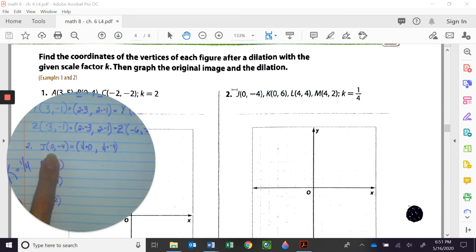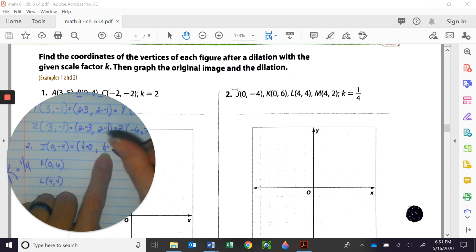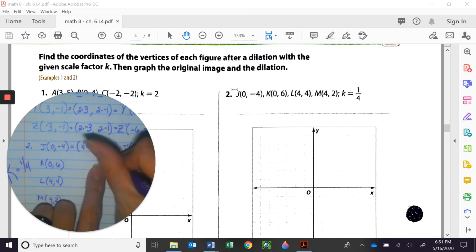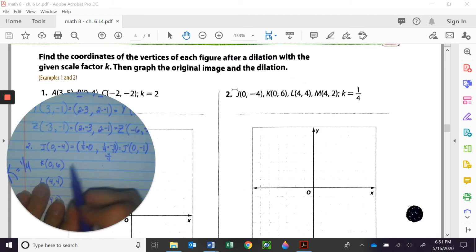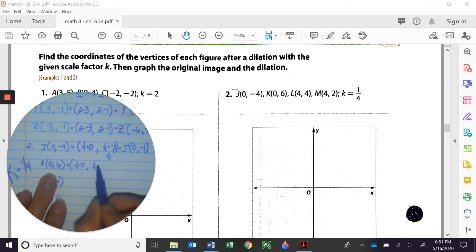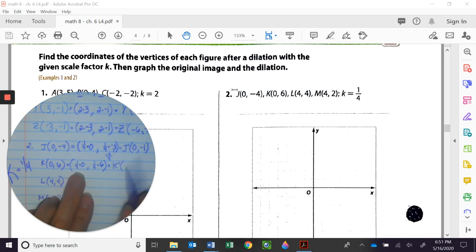Okay, so what do I get? I get that my J prime, well, anything times 0 is still 0, but 1/4 times -4 is -1. Okay, so it got smaller, right? -4 is now -1, it's smaller. Okay, so here 1/4 times 0 and 1/4 times 6. So our K prime is 0.